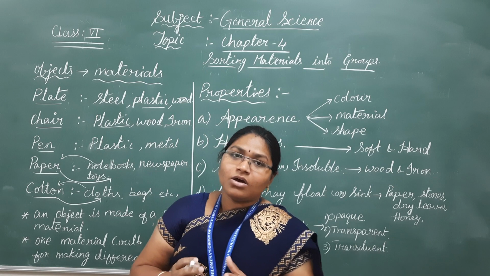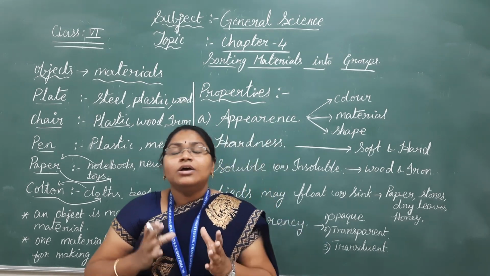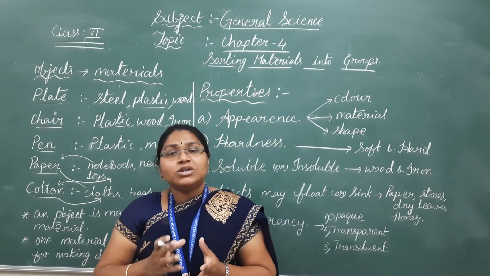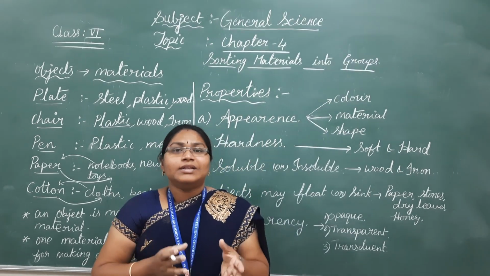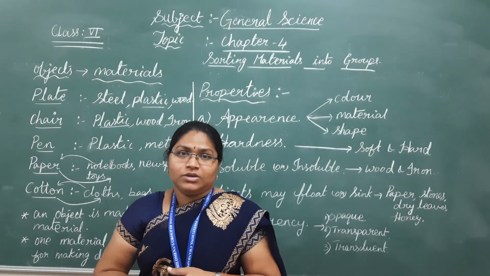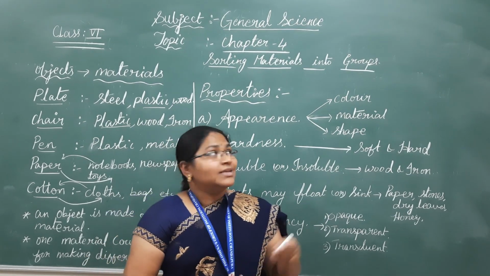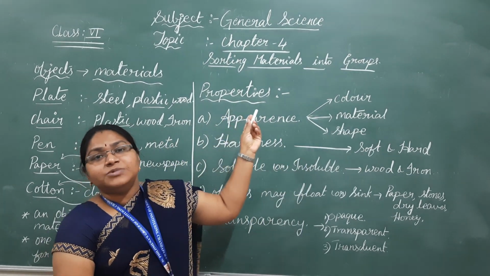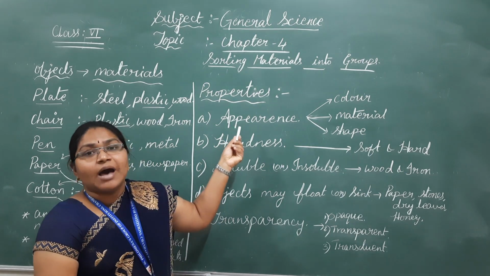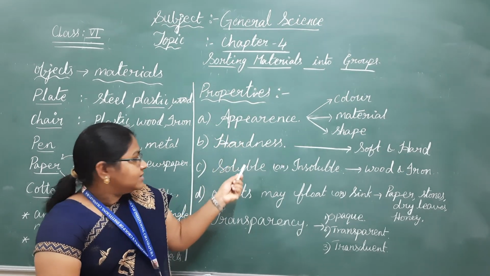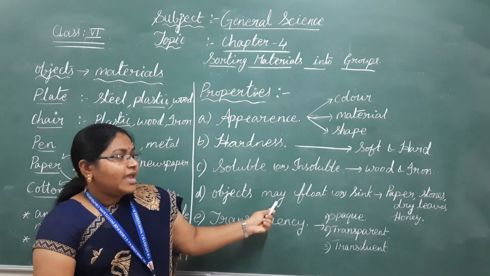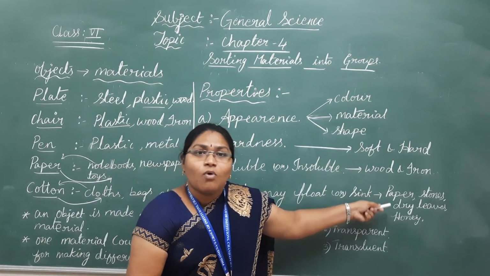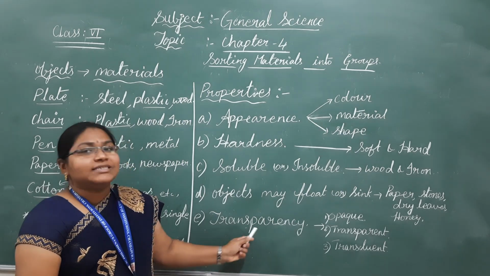Okay, so as I already explained and told you, based on some physical properties we can differentiate materials or objects into some groups. So what are the properties? Here are the properties of objects or materials. First one is appearance, then hardness, solubility or insolubility. Next, objects may float or sink in water. Last one is transparency.